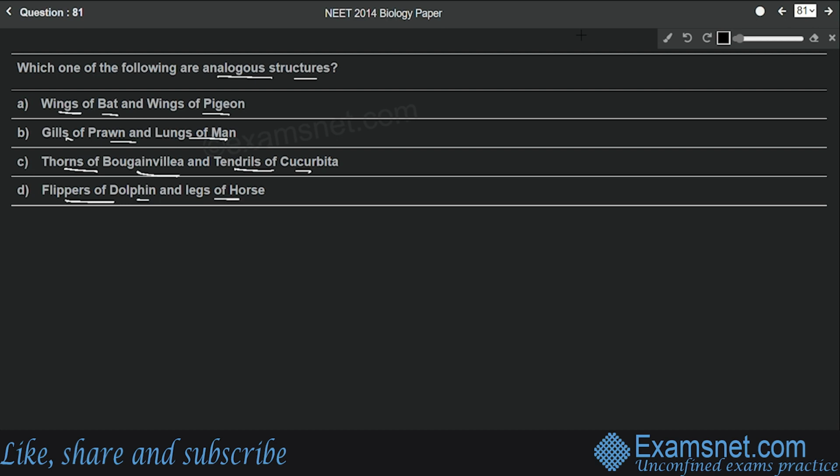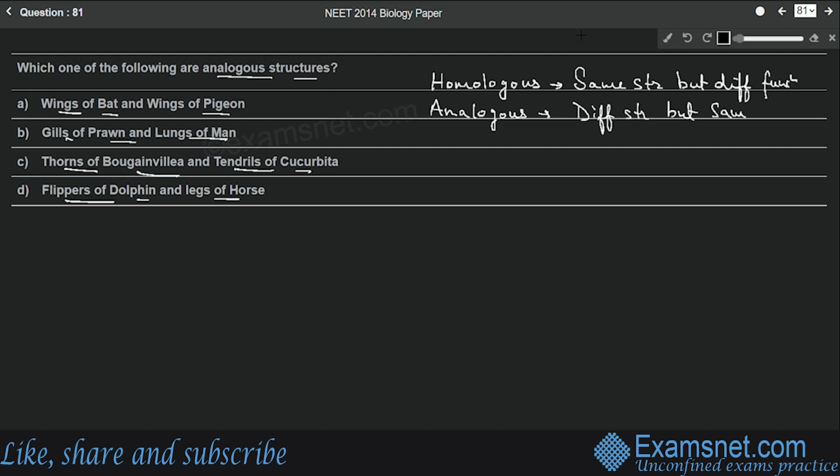So in the previous question, we discussed about the homologous organs, right? In that we saw that these organs have common ancestry. That means they have same structure, but different functions. Now, analogous structures are just the opposite of homologous structures. In analogous structures, the structure is different. They have different structure, but the function is same. So in the first one, if we see wings of bat and wings of pigeon.